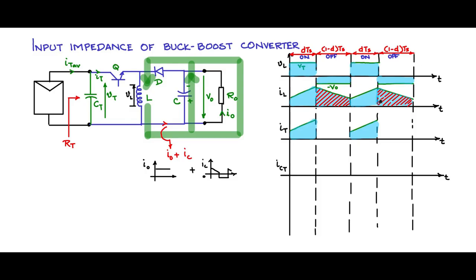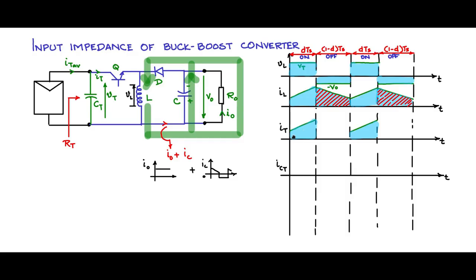This hashed portion of the current contributes an average value here of value I0. Here too there will be an average value. That average value will be IT average. So therefore the average value of the inductor current will be IT average as contributed by this portion, and I0 as contributed by this. So this will be IT average plus I0.